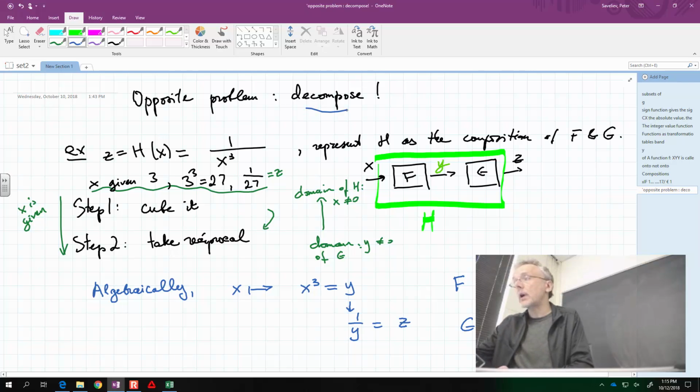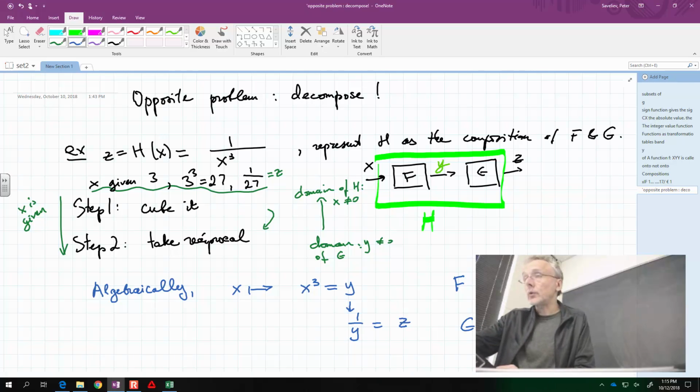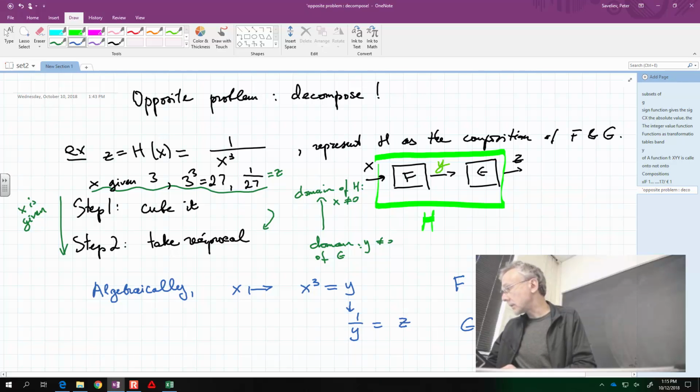So the problem is represented as the composition we have. The only thing that's missing, if you want to write the answer, is this: so this is like the analysis, and then you write the answer specifically. So y is equal to f of x equal to x cubed. Okay, z is equal to g of y is equal to 1 over y. Okay, so that is it.